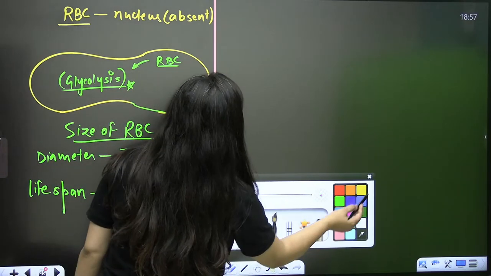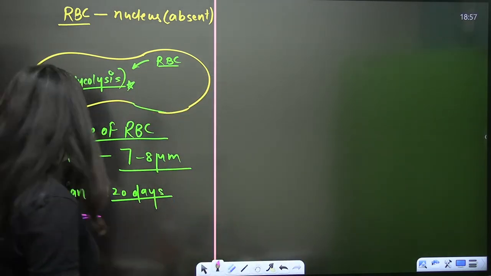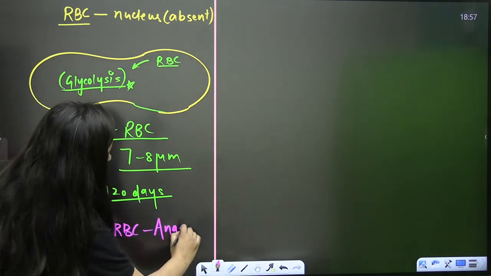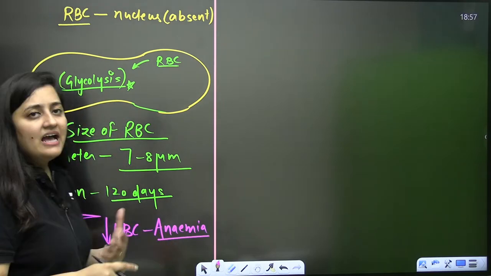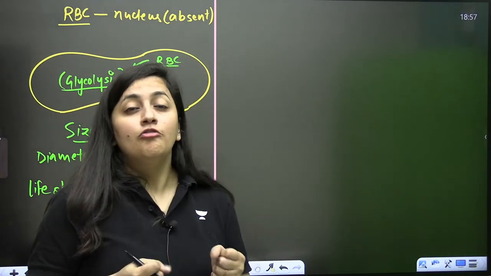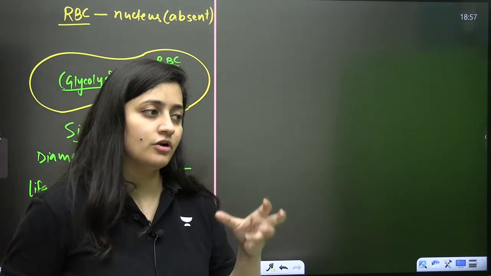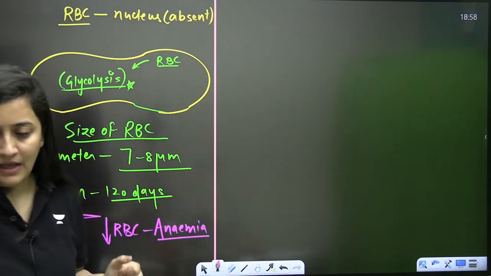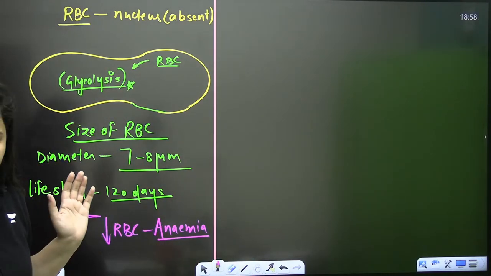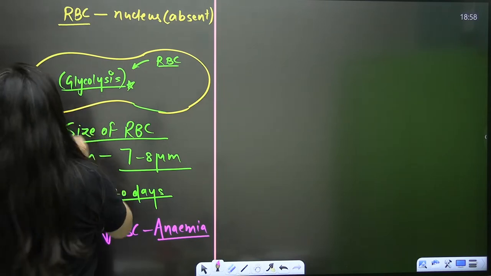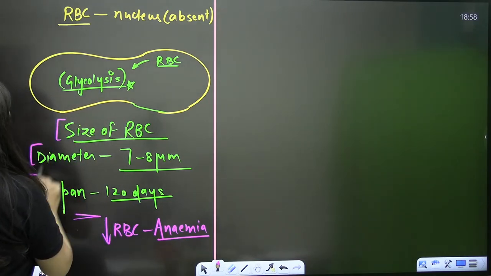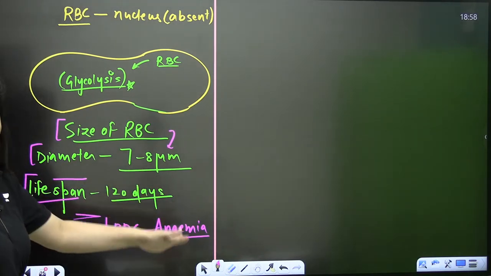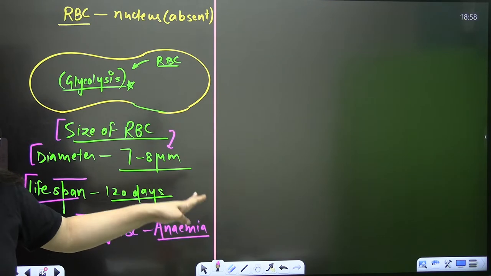So for the production of RBC, you know that if the amount of RBC is less, it can result in anemia. Iron, vitamin B12, and folic acid are all very important for the formation of RBC as well as hemoglobin. Clear? So size, diameter, lifespan, and if they are low, the condition is known as anemia.